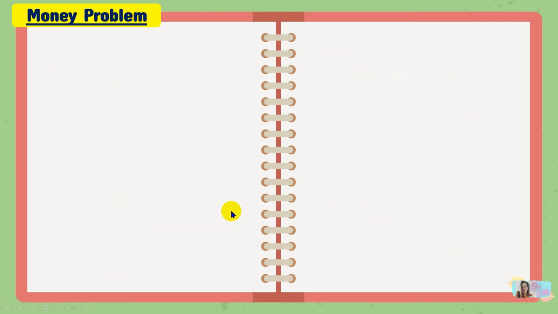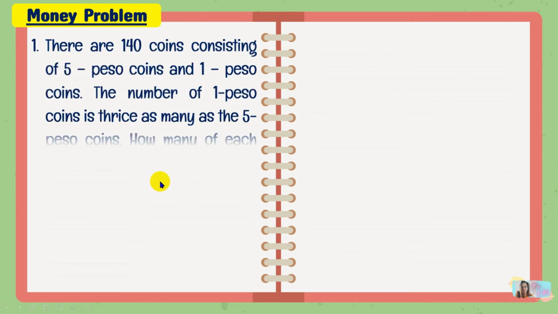Now, we can also apply solving system of linear equations in some of the money problems. So, we have here the first money problem. There are 140 coins consisting of 5 peso coins and 1 peso coins. The number of 1 peso coins is thrice as many as 5 peso coins. How many of each kind are there?